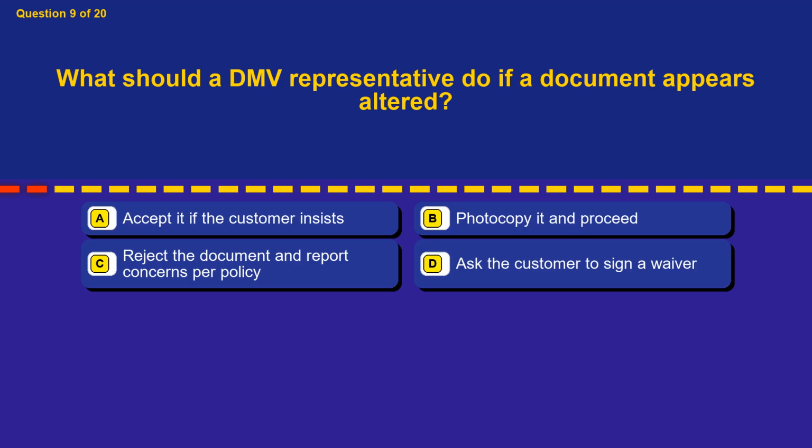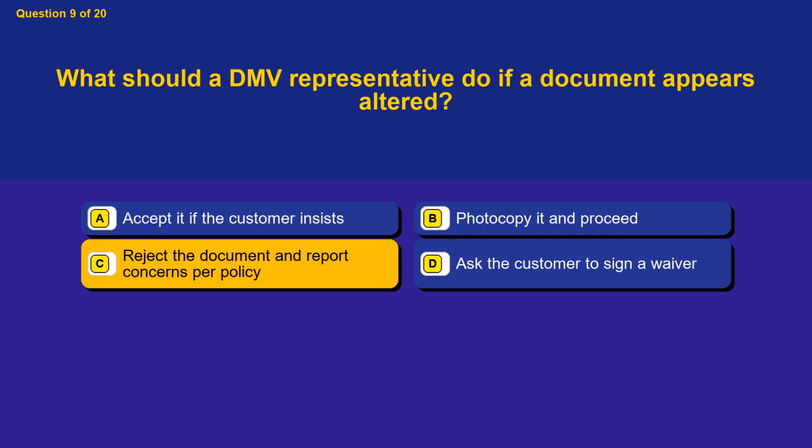Question 9. What should a DMV representative do if a document appears altered? Option A, accept it if the customer insists. Option B, photocopy it and proceed. Option C, reject the document and report concerns per policy. Option D, ask the customer to sign a waiver.